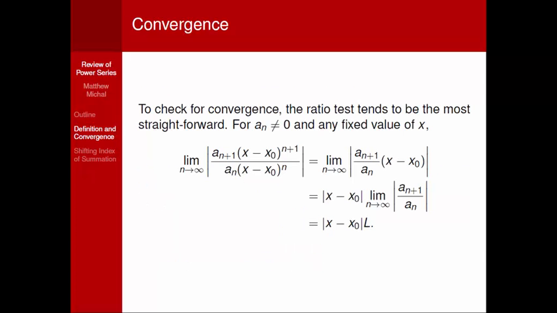So, when is it convergent? Well, the ratio test tends to be the nicest. We're taking the ratio of our next step to our current step to see, is it decreasing fast enough?